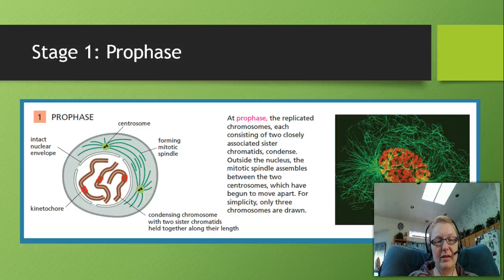What's also forming are the centrosomes, and then we have the asters that are forming where the mitotic spindles are coming out. And these are going to start moving towards the poles.